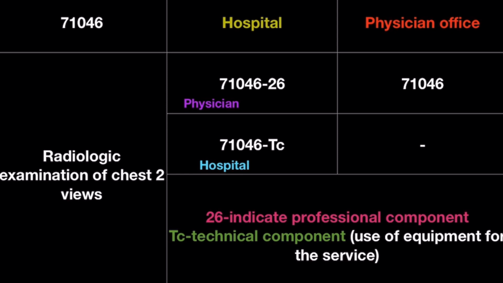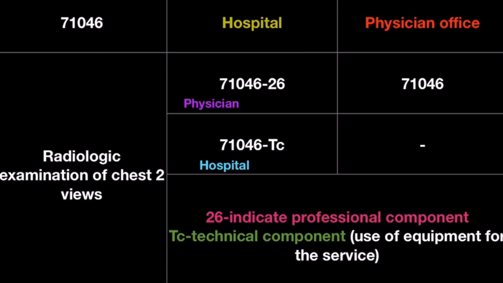The main thing you need to remember is, if it is performed in a hospital, the equipment is owned by the hospital, and if it is performed in the physician office, the equipment is owned by the physician. Regarding equipment, the modifier you need to remember is TC. TC is technical component, that is the use of equipment for the service. So modifier 26 indicates the professional component of the service. Professional component means the service done by the physician.